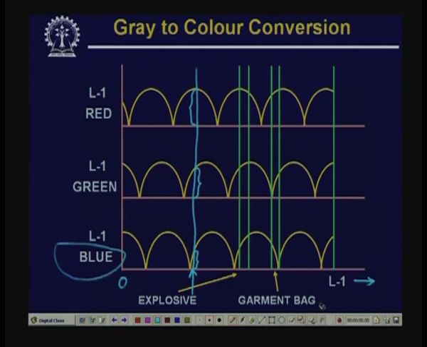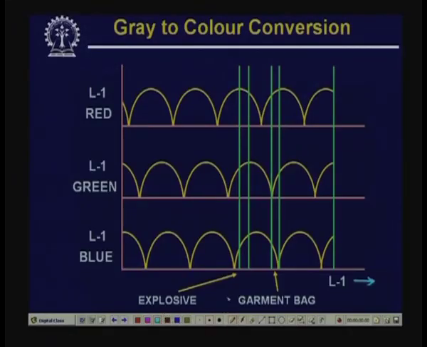Now, what is done for this pseudo coloring purpose is that you define different bands of input intensity values and the different bands are given to different objects. For example, a band somewhere here is for identification of, say, an explosive, and a band somewhere here is for identification of the garment bags and so on.